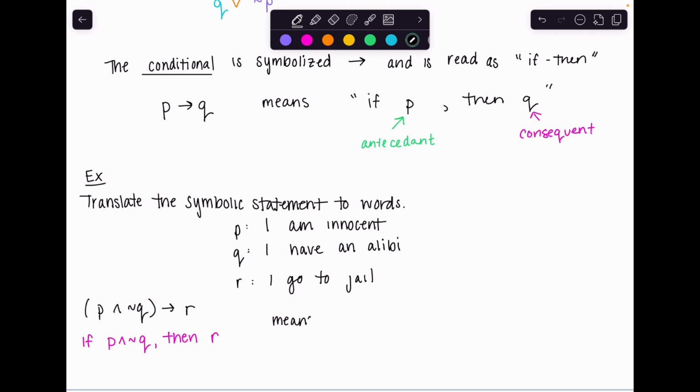So if I want to put this in sentence, if P happens, so if I am innocent, this symbol means and. Not Q would be the opposite of Q. So instead of "I have an alibi," it would be "I do not have an alibi."